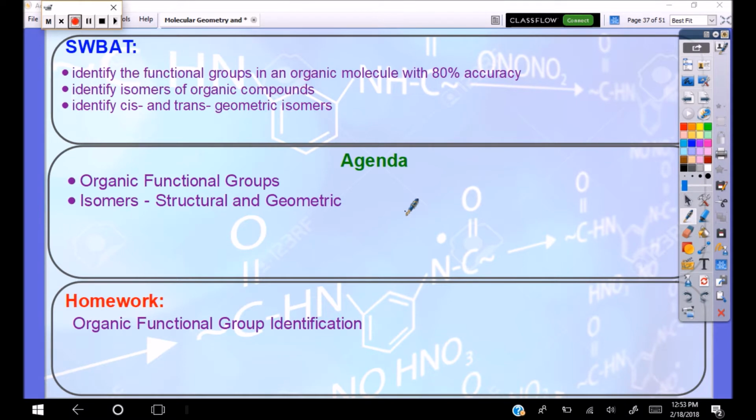But for now, we're just going to cover functional groups. There will be a paper assignment dealing with functional group identification, and hopefully this just gives you a little taste of some of the stuff we need to know for organic.